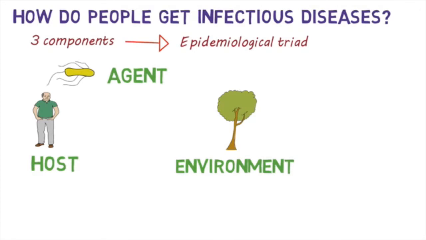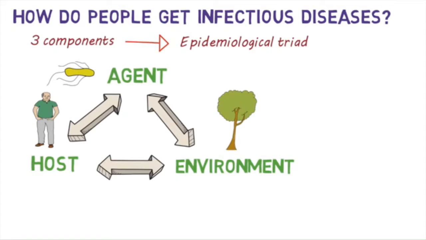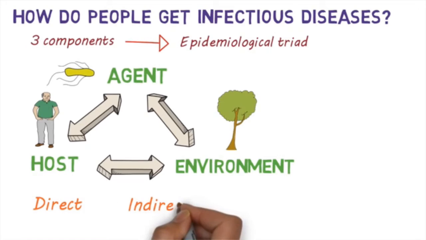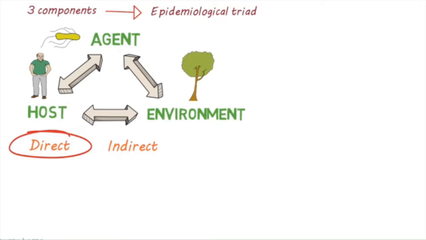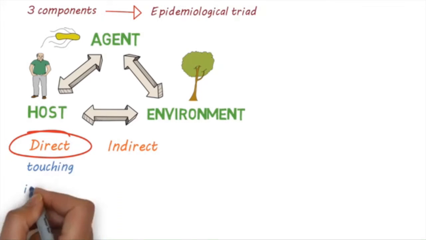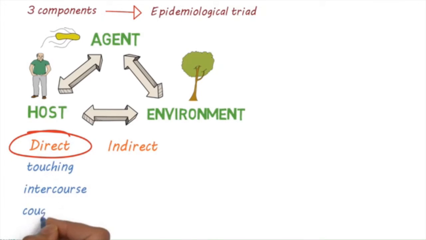In addition to these three components, transmission pathways between each of these allow the spread of infection. These transmission pathways can be direct or indirect. In direct transmission, the organism is transmitted directly to the person. This could be through touching, sexual intercourse, coughing, or sneezing.